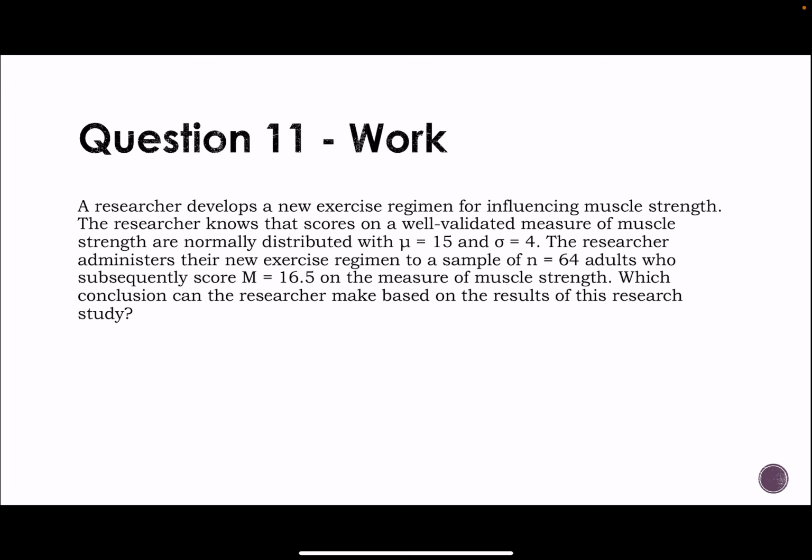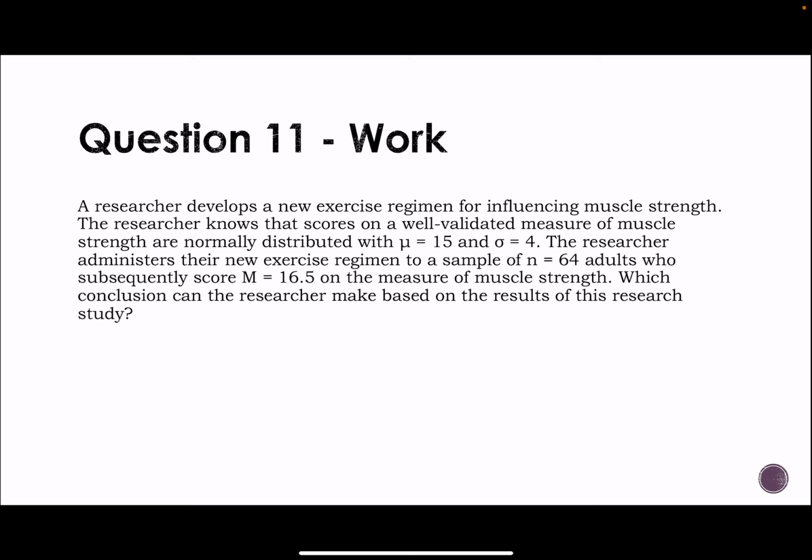Okay, a researcher develops a new exercise regimen for influencing muscle strength. The researcher knows that scores on a well-validated measure of muscle strength are normally distributed with a mean of 15 and a standard deviation of 4. The researcher administers this new exercise regime to 64 adults who subsequently score a mean of 16.5 on the measure of muscle strength. What is the conclusion based on these results?